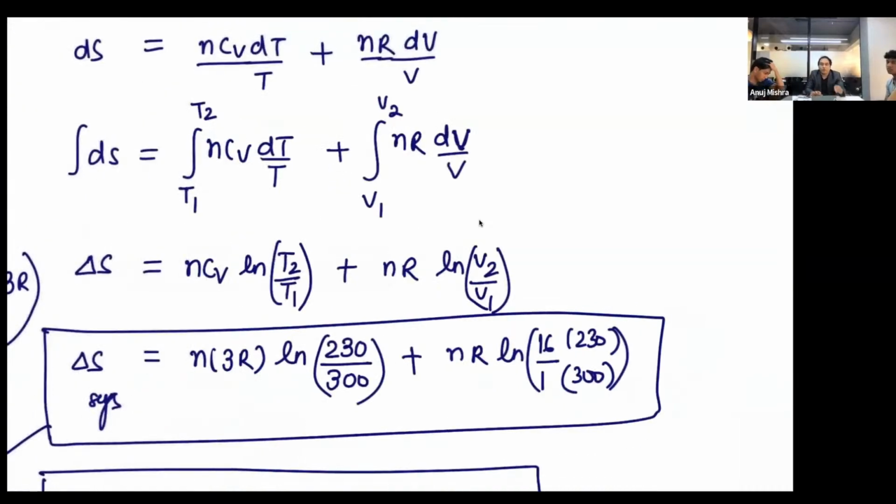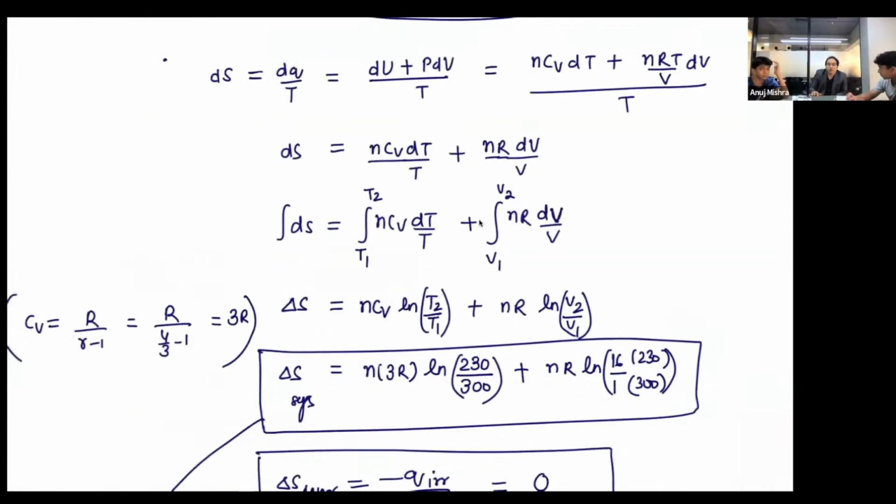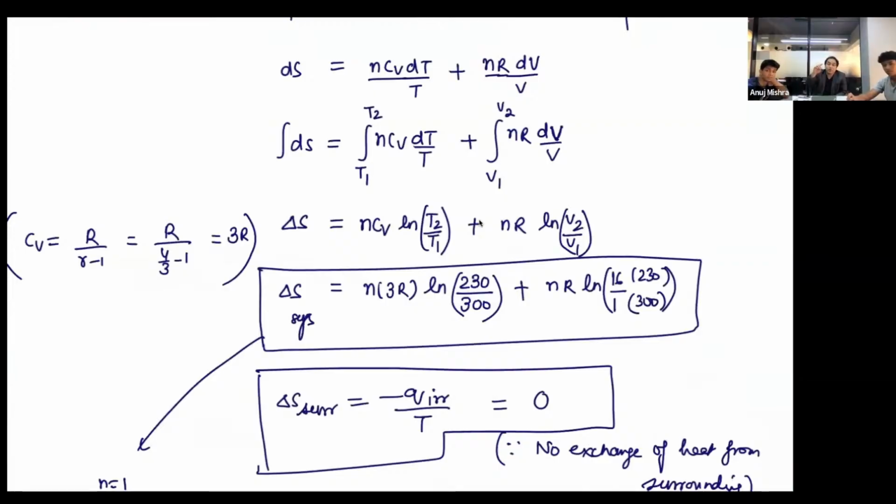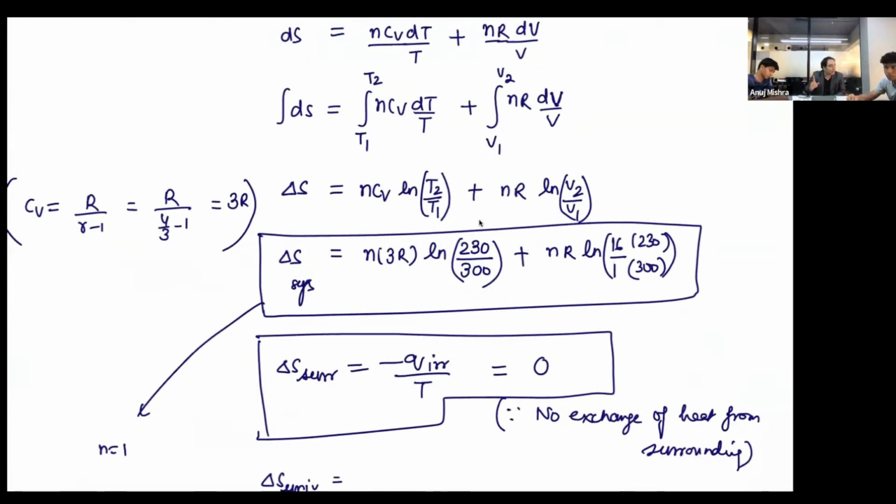Is it clear? So delta system is this. Delta surrounding is how much? Minus q irreversible upon T, that is the standard result. Now remember how much heat you are exchanging with the surrounding. In adiabatic there is no heat exchange with the surrounding, so heat exchange with the surrounding is 0. Hence my q irreversible value is 0, so what is delta surrounding? Because in an adiabatic process, what is the value of q? 0.